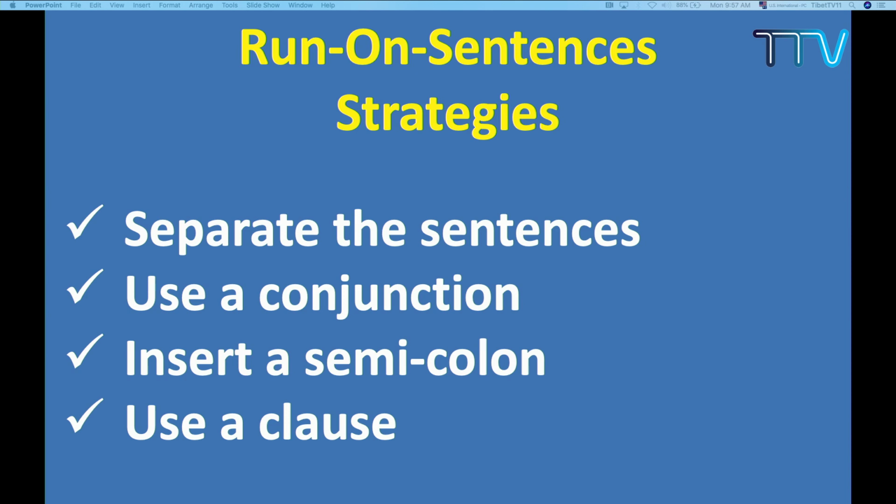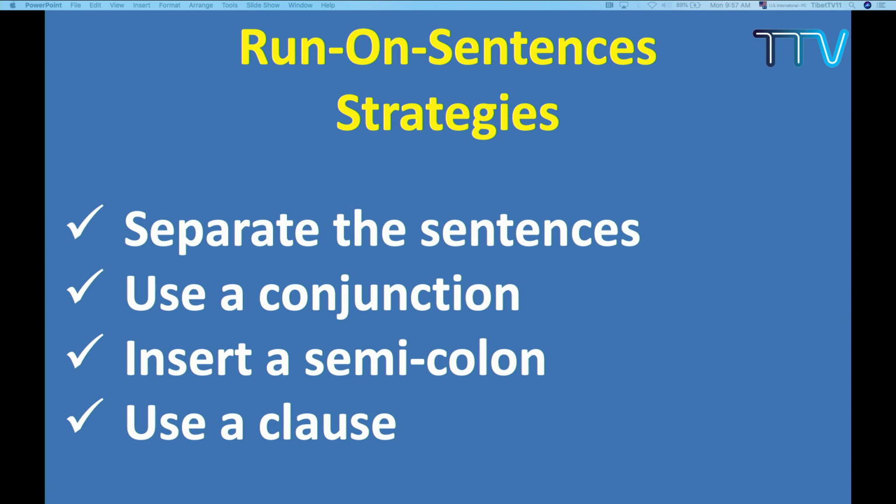If you use a dependent sentence, then you cannot use a semicolon. We use a semicolon if it makes complete sense. And last but not the least, we can use a clause. By adding some clause, we can correct that run-on sentence error.